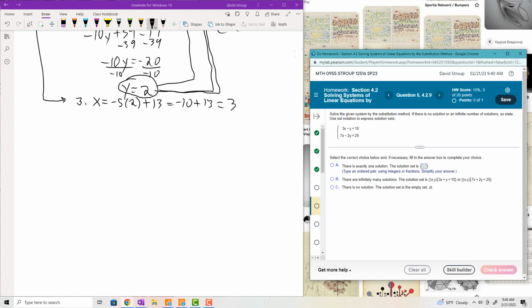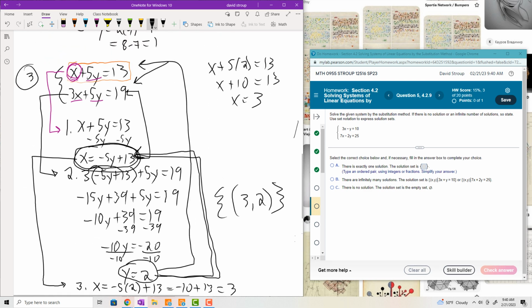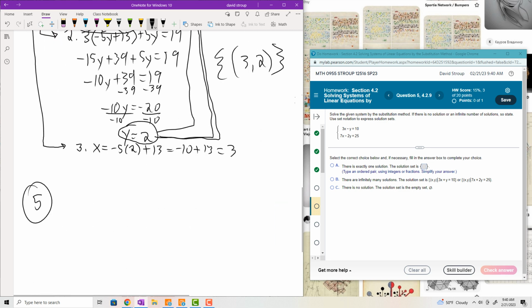Okay, problem 5. In the last problem, I had that variable all by itself. It didn't have any constants in front of it, the variable x. In this problem, it's not as nice. So let's take a look. 3x minus y is 10, and then 7x minus 2y is 25.